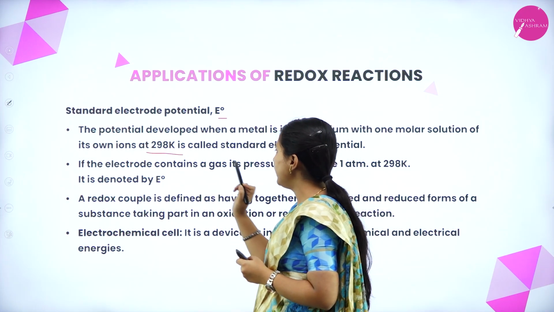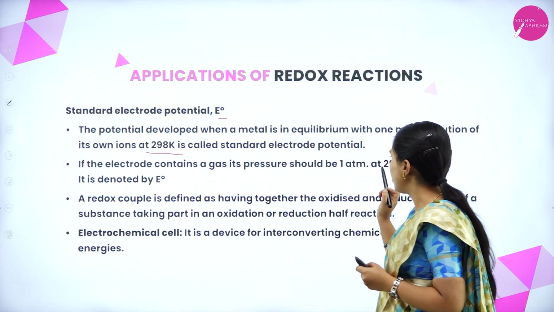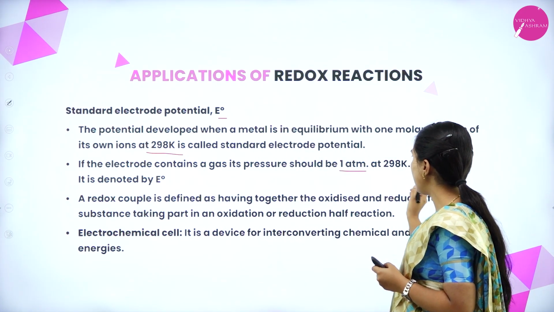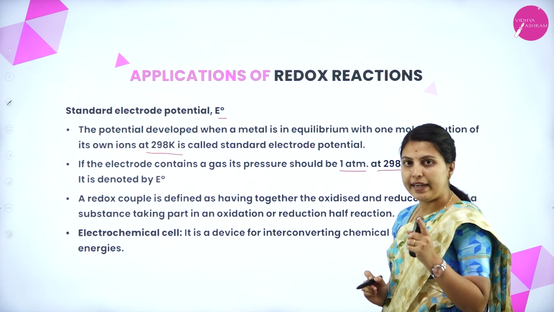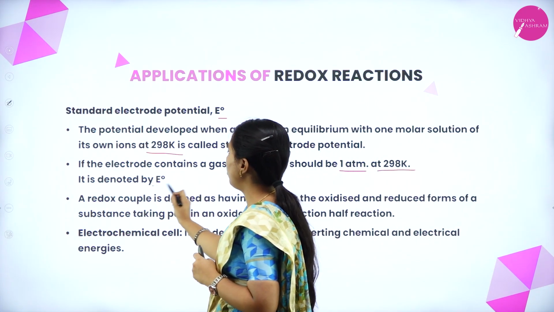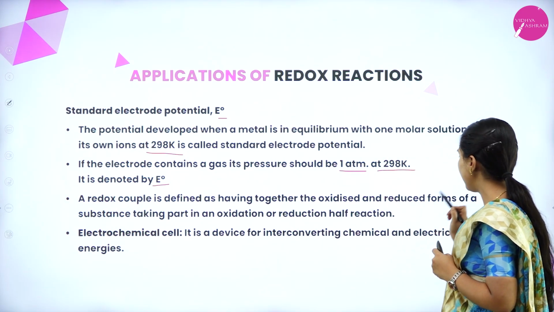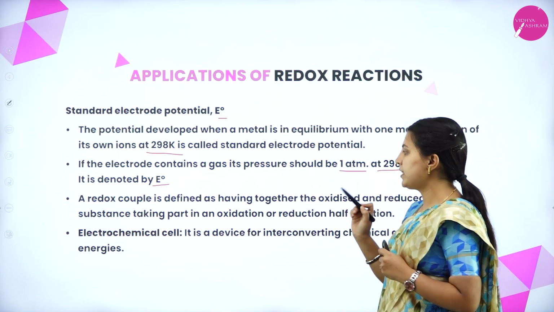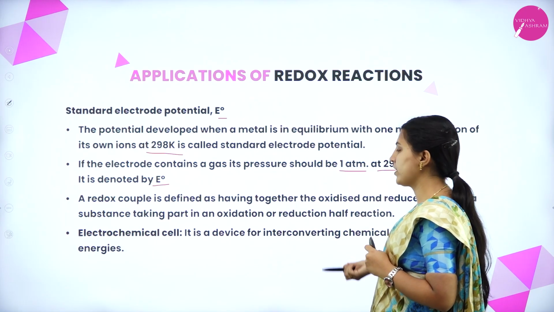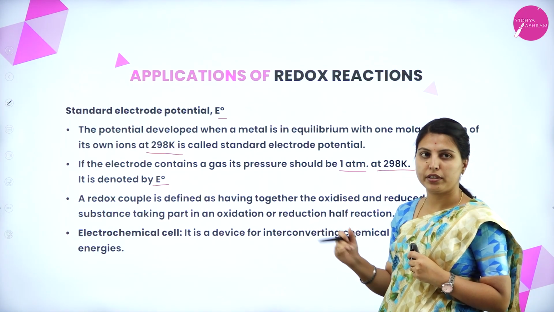If the electrode contains a gas, its pressure should be 1 atmosphere at 298 Kelvin, and it is denoted by E naught. A redox couple is defined as the oxidized and reduced forms of a substance taken together, taking part in an oxidation and reduction half reaction. That is the same point.